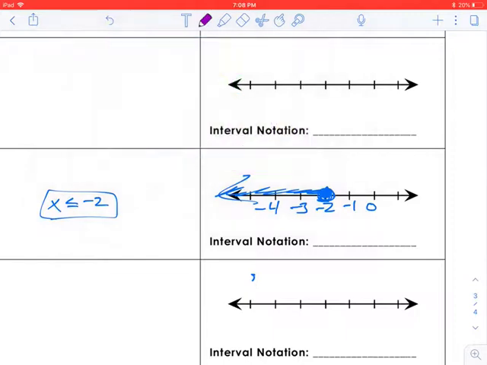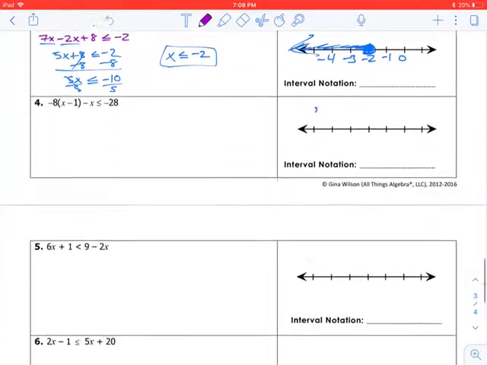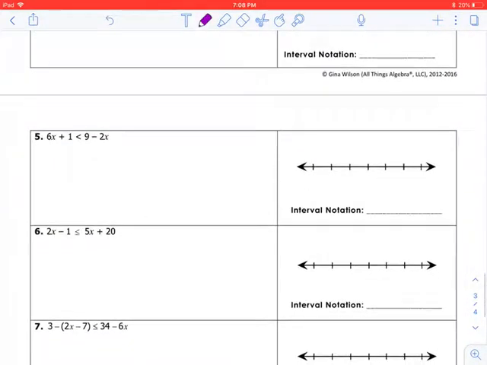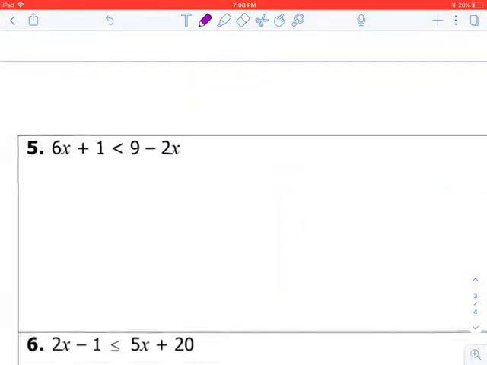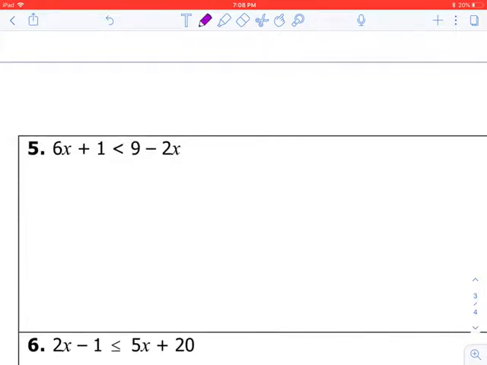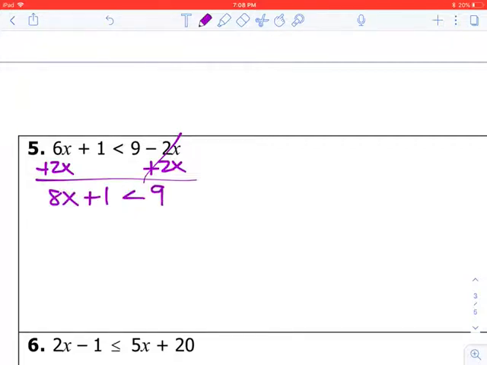So, let's go to a couple more examples here, and then we'll be about done here. Get you a couple practice problems for you. So, number 5. This one we have x on both sides here. So I need to make sure I have x on one side of the equation only. So I'm going to move that negative 2x by adding 2x to both sides. So I get 8x plus 1 less than 9.